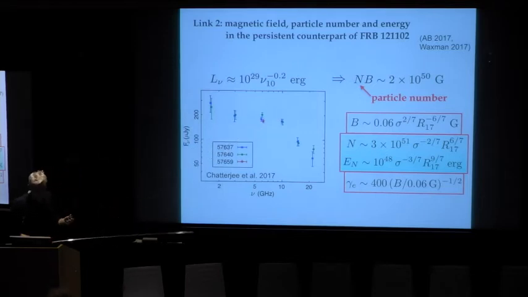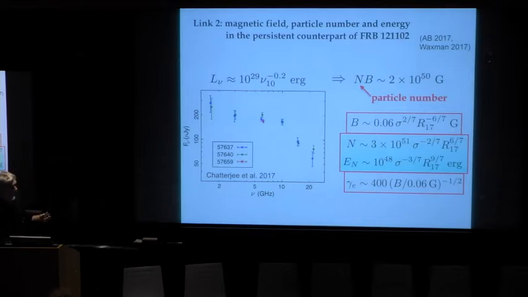And introducing the magnetization sigma, you can disentangle everything and find that the energy budget of this thing is about 10 to the 48 ergs, and the number of particles is about 10 to the 51. And this is consistent with what a flaring magnetar should do. It can produce that many particles and that much energy over its lifetime.